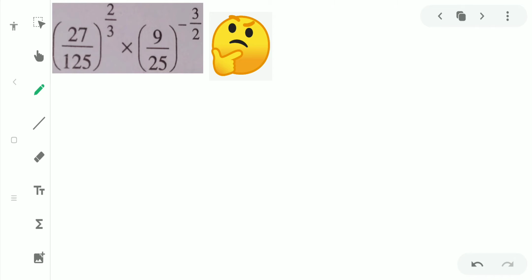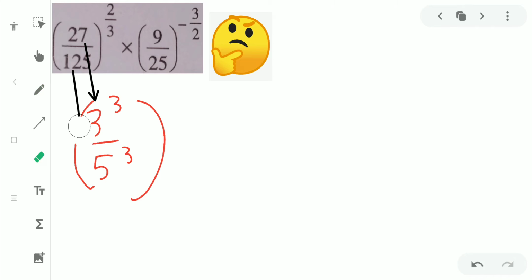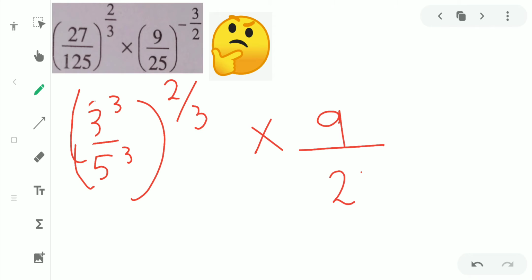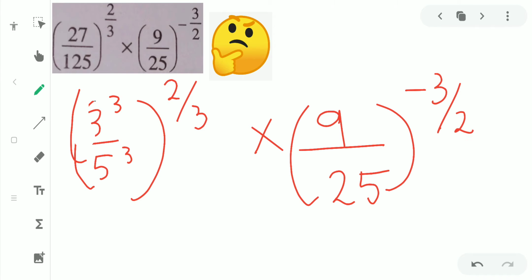So here I will write 27 as 3 cube and 125 as 5 cube, whole to the power 2 by 3, multiplied with 9 by 25 whole power minus 3 by 2.